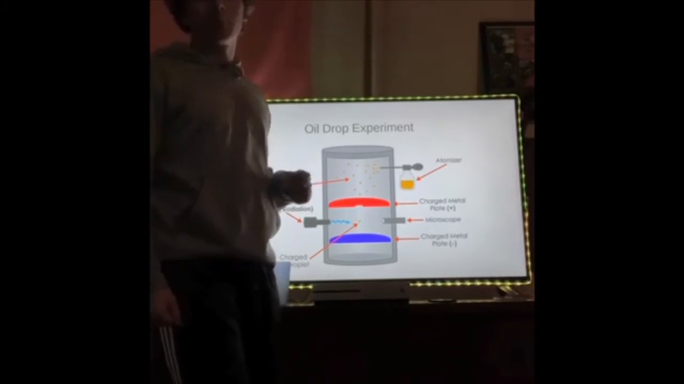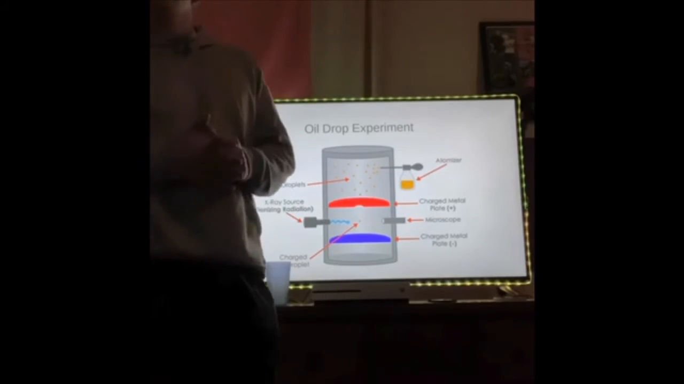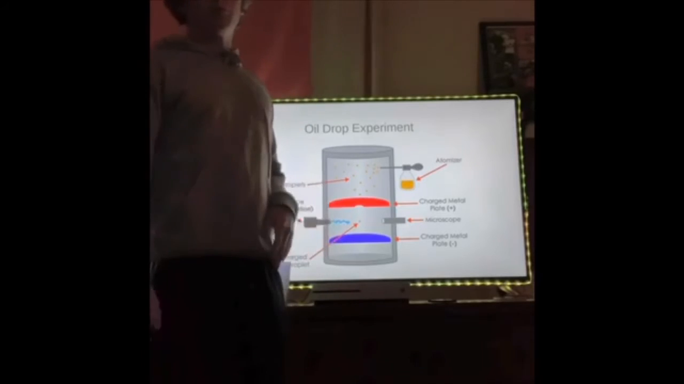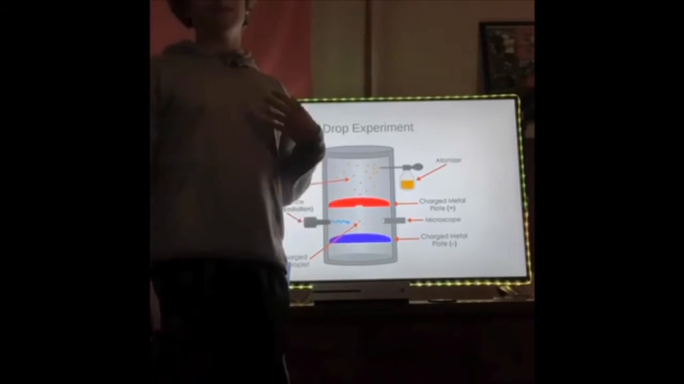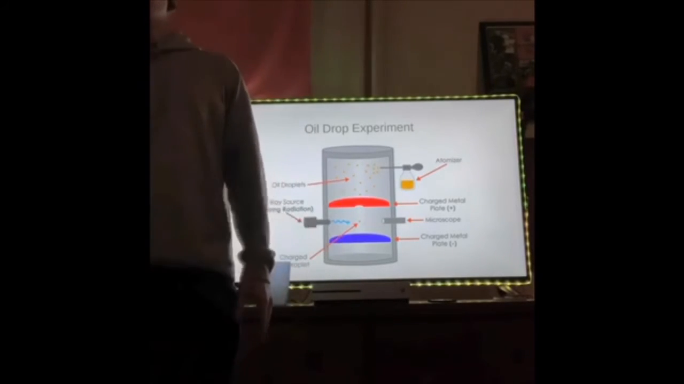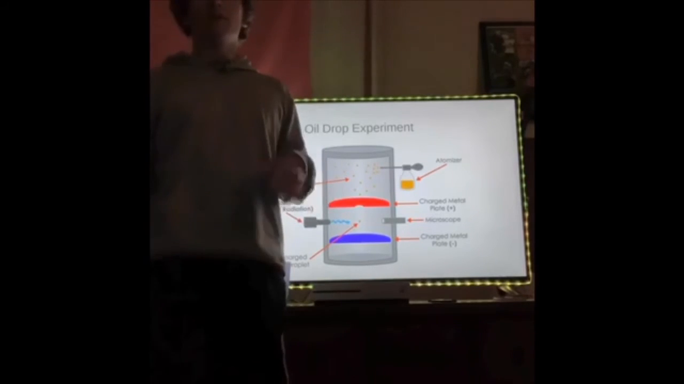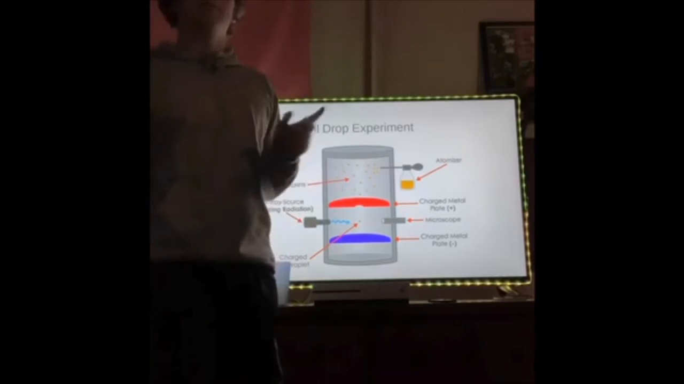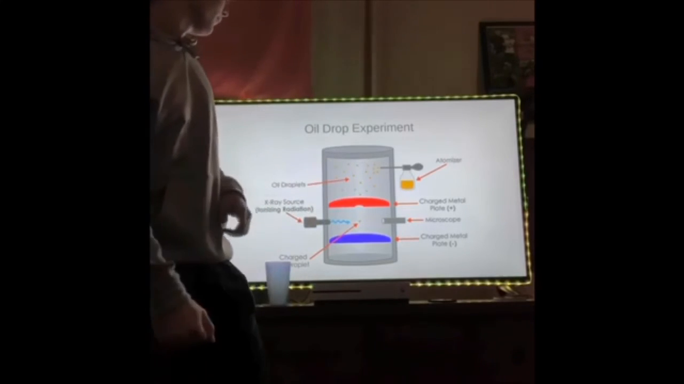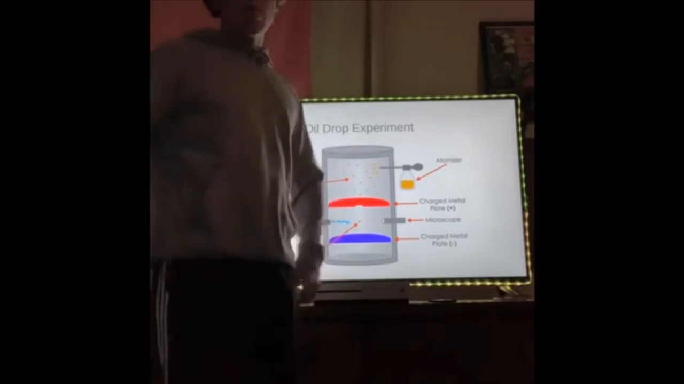He could also change the rate at which they fell by changing the strength of the applied voltage in the plates. Now, through this experiment, he was able to develop the equation Q equals n e, which is the total charge, and he also found e, which is 1.6 times 10 to the negative 19th C. Homeboy Milkman. You know it.